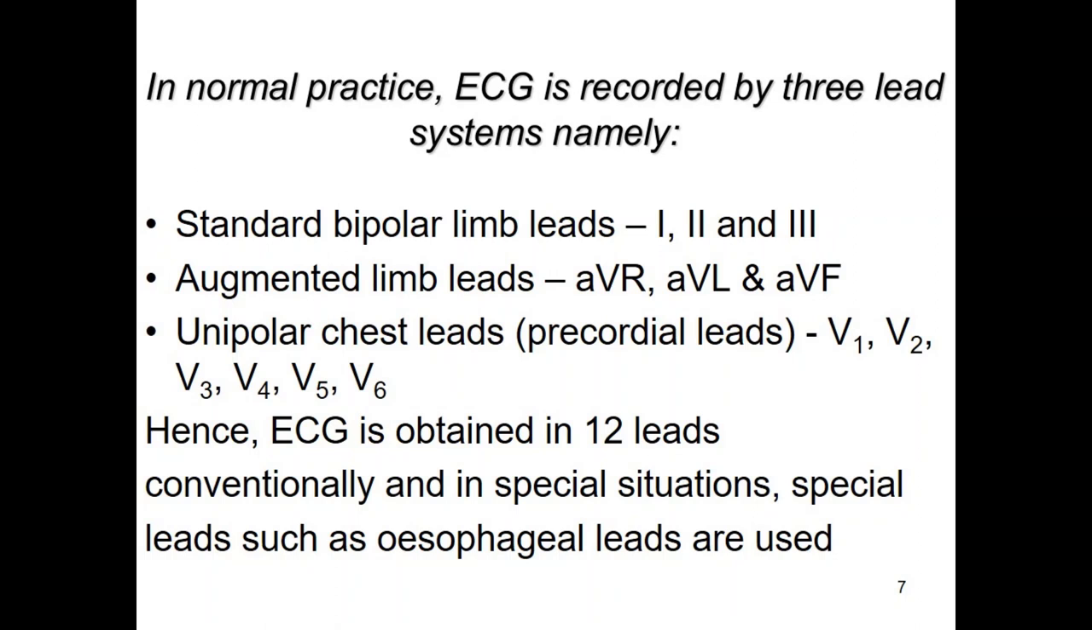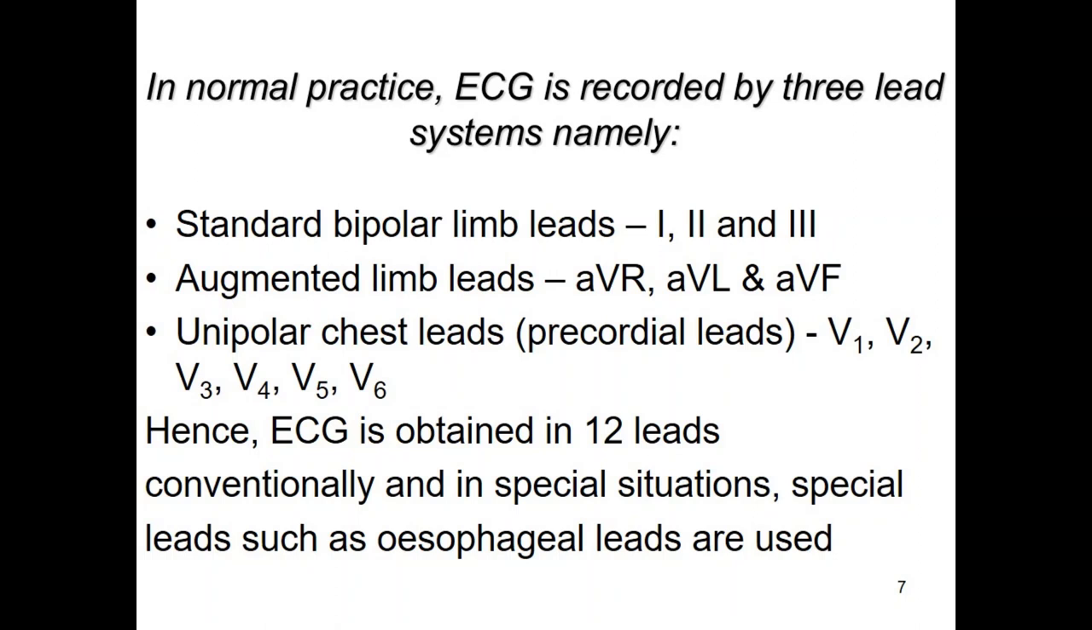Now, how is ECG recorded by these leads? The normal clinical ECG is called a 12-lead ECG, where there are three standard bipolar limb leads, three augmented limb leads, and six precordial or chest leads. These are also called unipolar. I'll tell you the meaning of bipolar and unipolar later. So clinical ECG is conventionally obtained by 12 leads. In special situations, you may have some different electrodes, like esophageal leads. Now let's not bother about that.